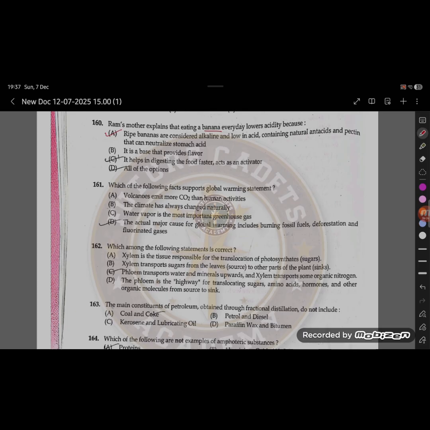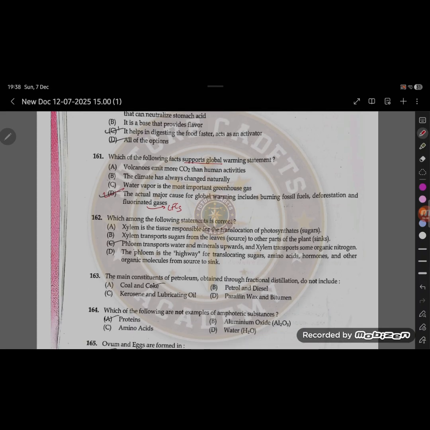It asks about the facts that support global warming. So basically it adds to the factors, and it is burning fossil fuels, deforestation, and fluorinated gases. You all may know about CFCs, right? They contribute to environmental pollution and global warming.